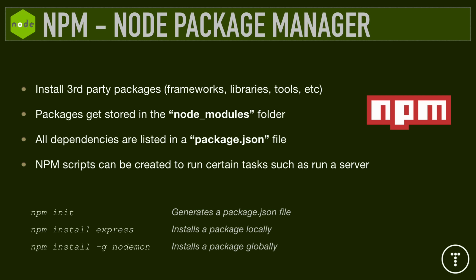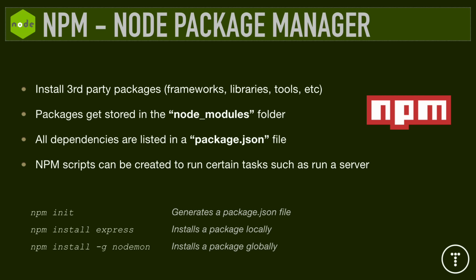All right, so when you download and install Node.js, you get something called NPM, which is the Node Package Manager. And it's used to install third-party packages or modules, such as frameworks, libraries, and smaller tools. And when you install a package, it gets stored in a folder called node_modules, which will be created automatically when you install something. And then any package or dependency you install will get listed in a file called package.json, which every Node project should include. It holds info about your app, like the name, the version, and it also lists all the dependencies, which are packages that your app needs to be able to run.